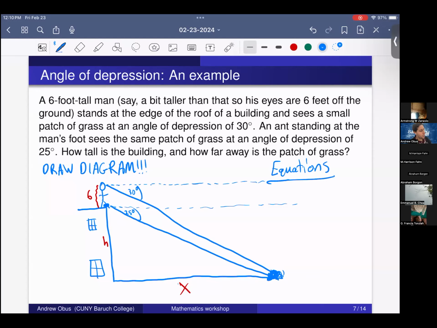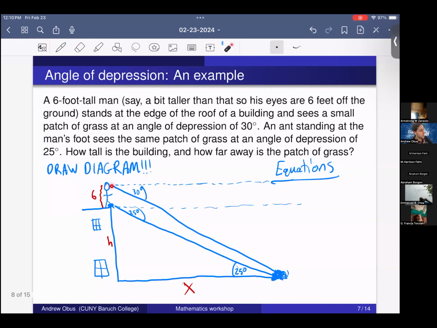And for here, we might want to use these alternate interior angles, right? So this is 25 degrees here. That means that this angle over here is also 25 degrees. And if this is 30 degrees over here, that means that this angle here is also 30 degrees. I'll draw it in green so that you know it goes the whole way. Okay, and so now with this, I claim that we have enough information to solve the problem. So what equations can we set up, say for X?